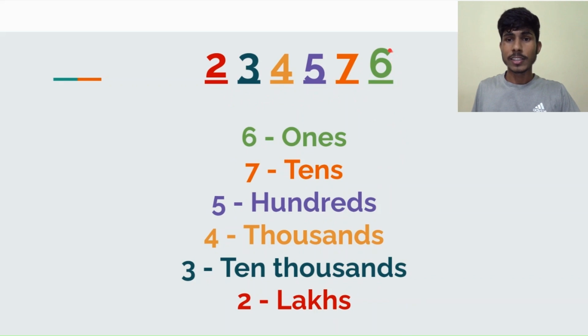Okay. Suppose you have this large number, that is 2,34,576. Then 6 is said to be in ones place, 7 is in tens place, 5 is in hundreds place, 4 is in thousands place, 3 is in 10,000s place, 2 is in 1 lakhs place. This means you have 6 ones and 7 tens and 5 hundreds, 4 thousands, 3 10,000s, 2 lakhs.